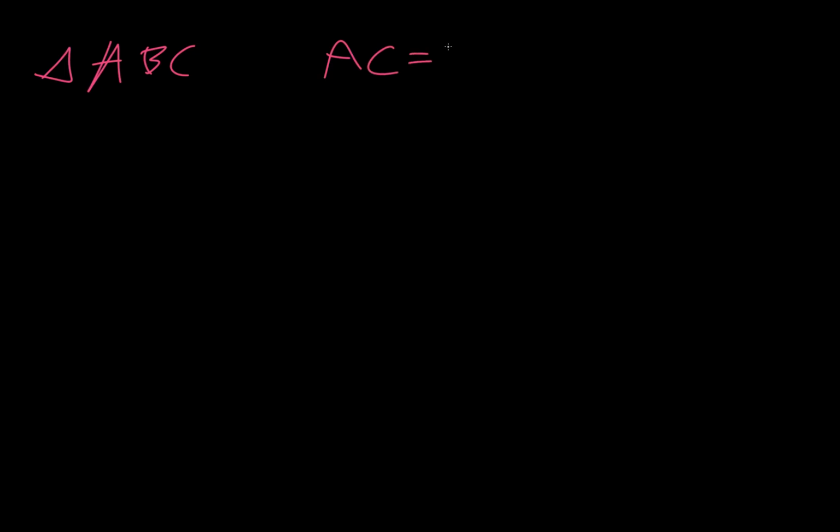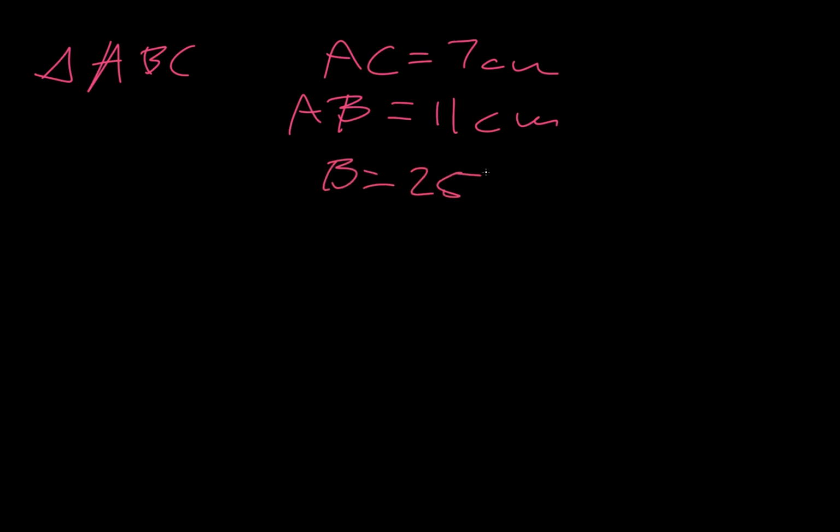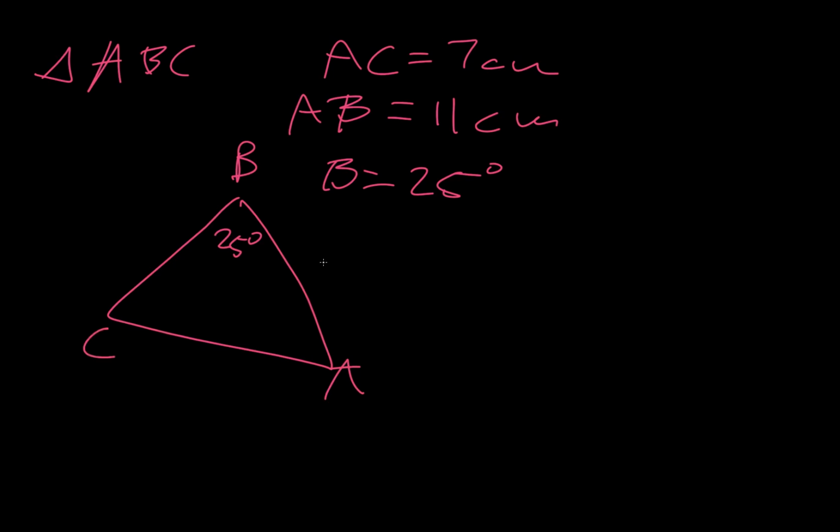We have AC equals 7 centimeters, AB equals 11 centimeters, and angle B is 25 degrees. So first thing I would do is draw a diagram. It's much easier to work from a diagram. Okay, so we have this and we are trying to find this, the angle right there. So that's going to be our theta.